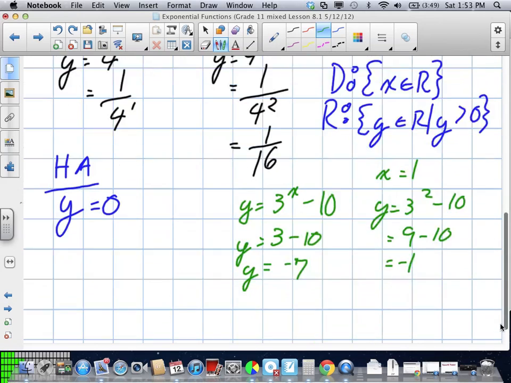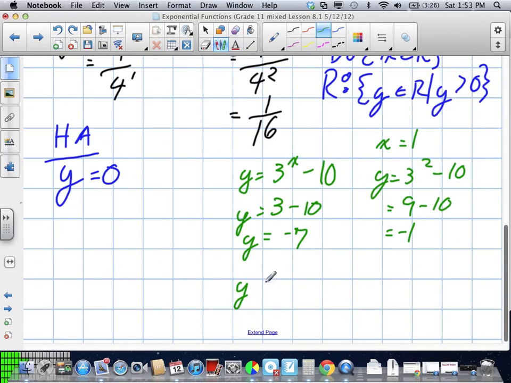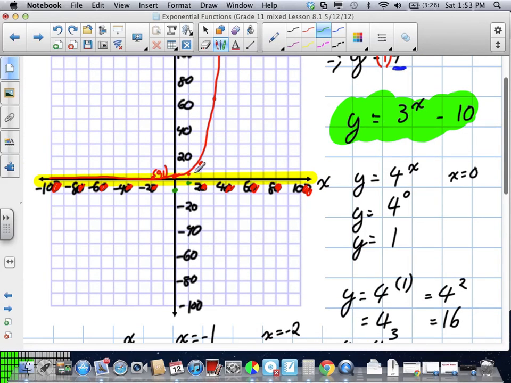What about 3 to the power of 3? 27. We got minus 10. 17. Yeah, we get 17. So it's going to start to take off too. Okay, and then what about 3 to the power of 4?